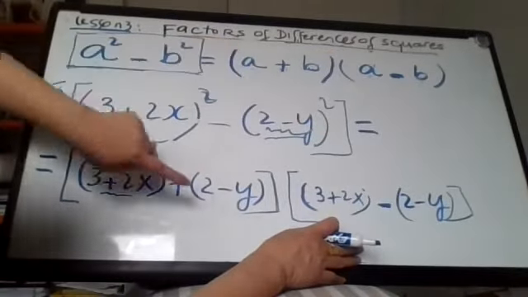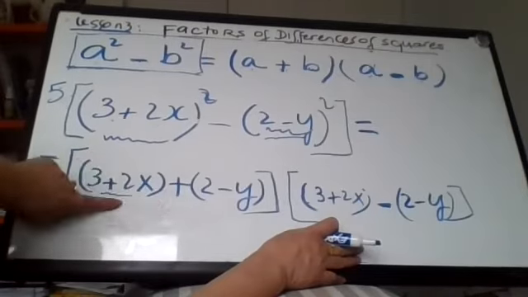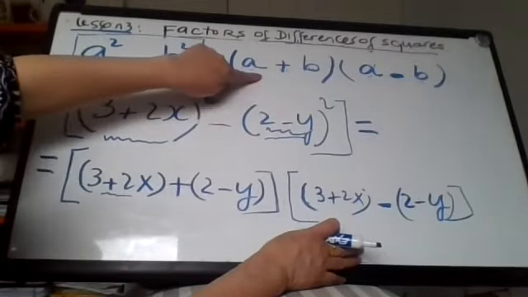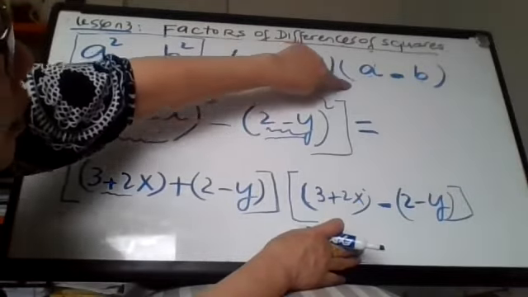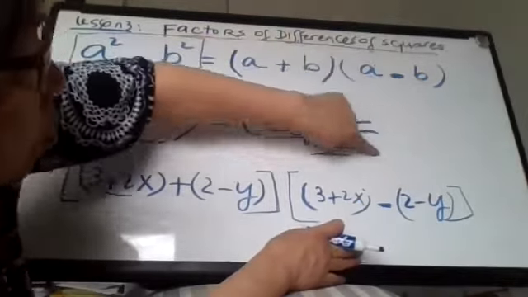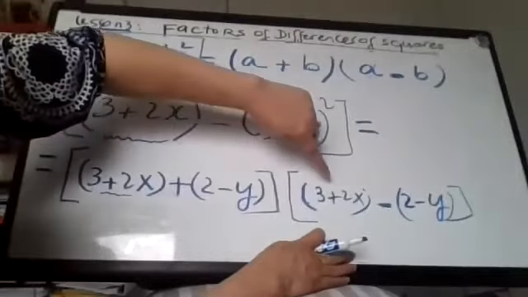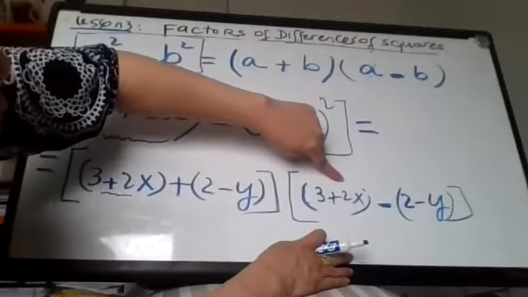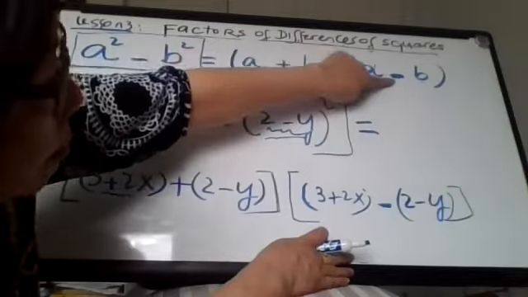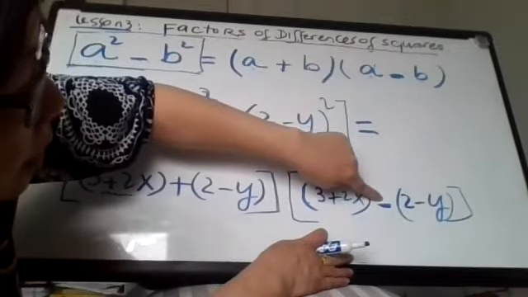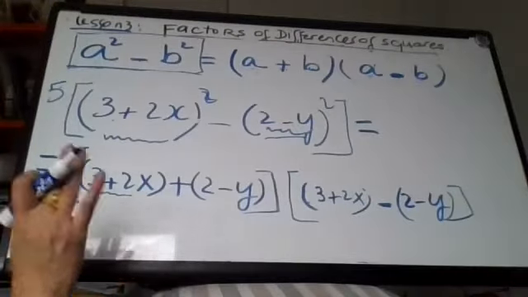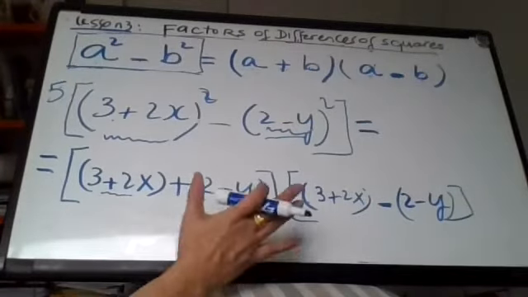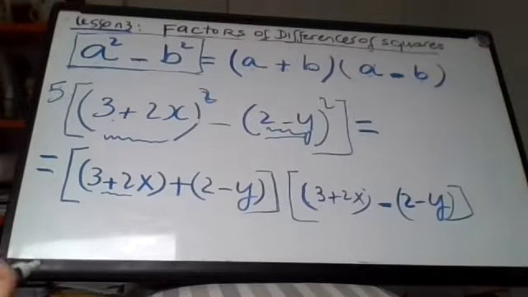The a plus b, so the sign here is plus, this first bracket, which is the whole thing here, times the second bracket, which is the whole thing here, right? Our a plus b is 3 plus 2x for a, minus is minus here, and the b here is 2 minus y, okay? Now, because this is complicated, I'm going to have to simplify it.